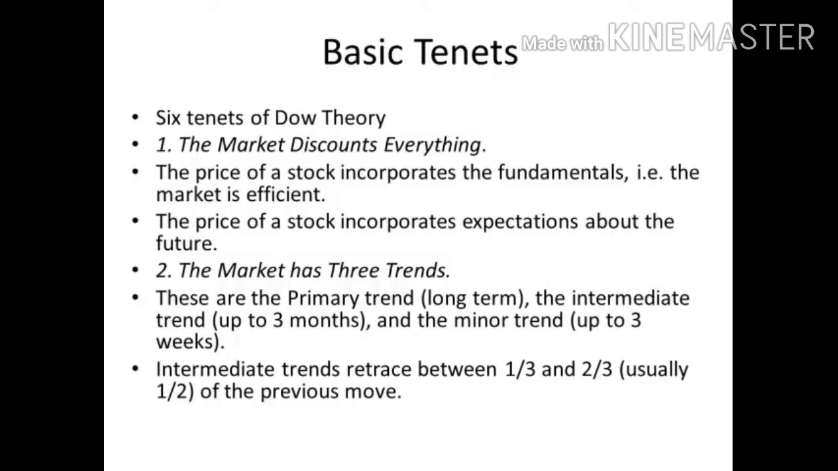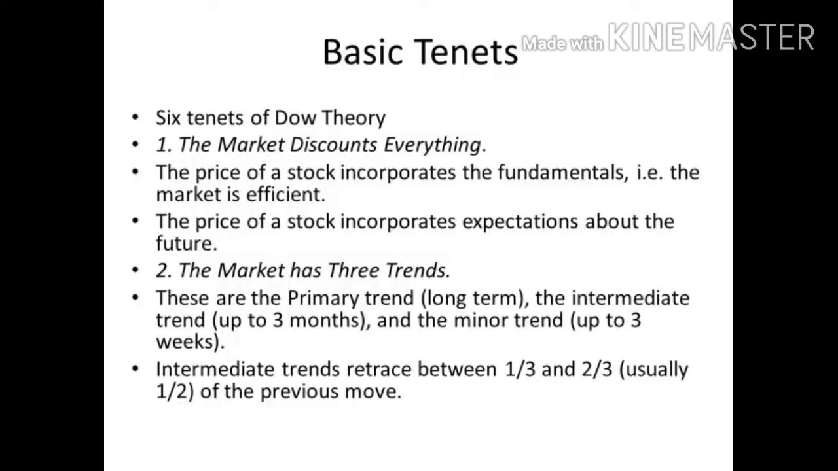The first tenet, the market discounts everything. What this means is that the price of a stock, i.e. the market price of a stock, already incorporates all the fundamentals about that stock, which implies that the market is efficient. So for example, if a company has particular earnings, it has particular features about it, this is all incorporated into the stock price.